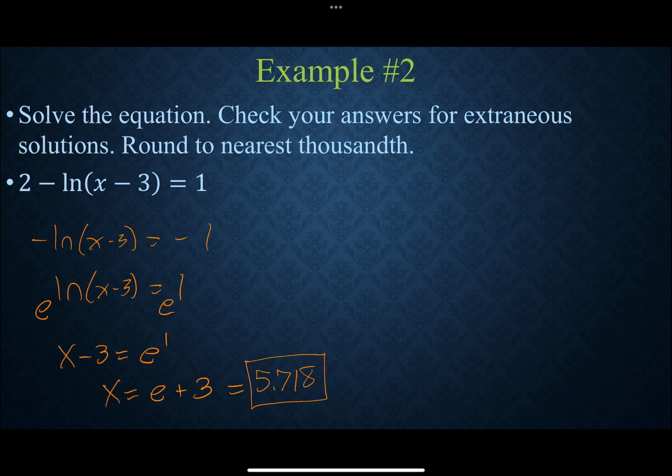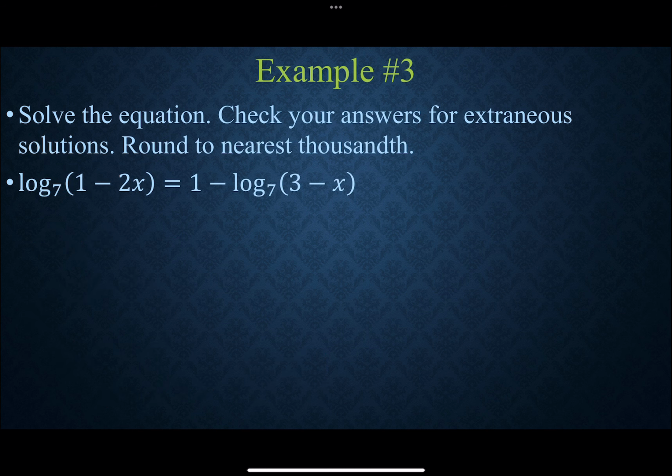We can check that back in. 5.718 minus 3 is 2.718, so we're totally okay. We've got two logs in the problem now, but there's also a non-log adding with it. So we generally want to group all the logs together on one side so we can properly condense it.